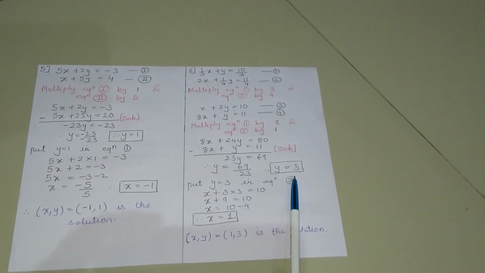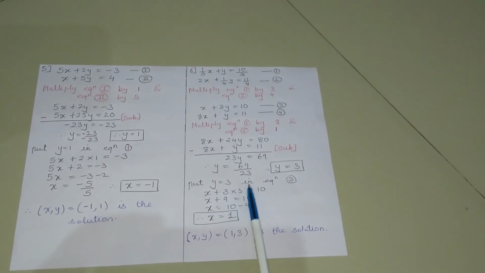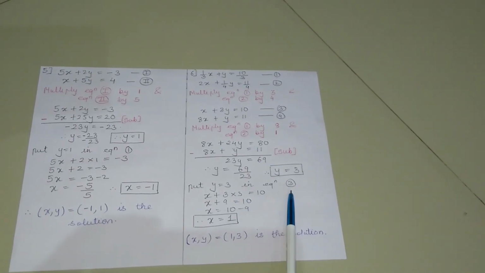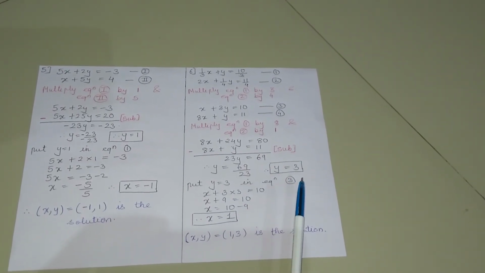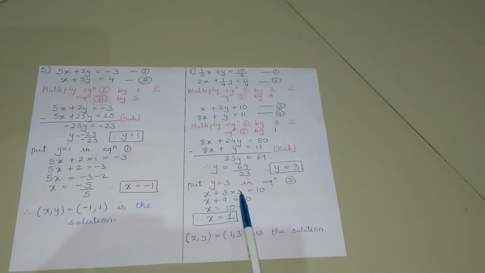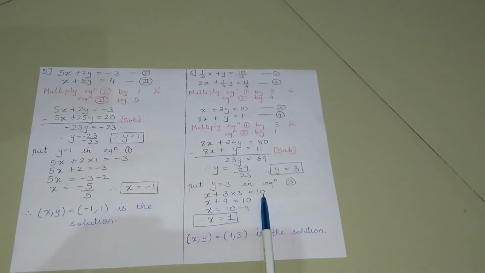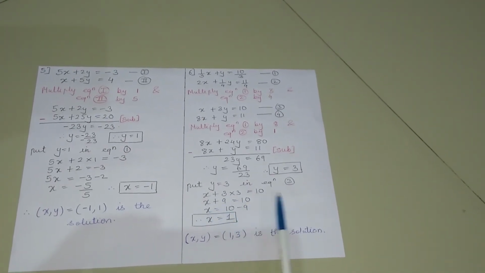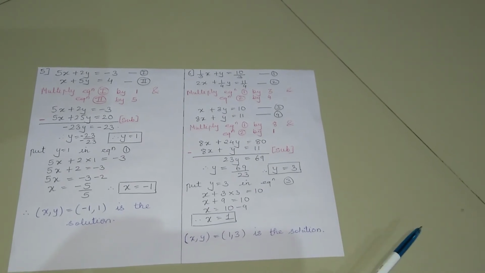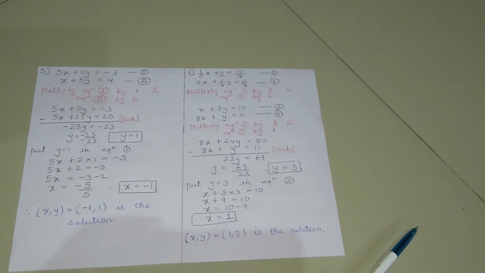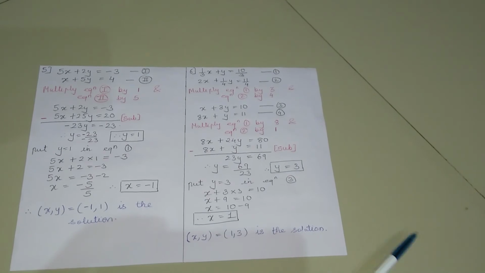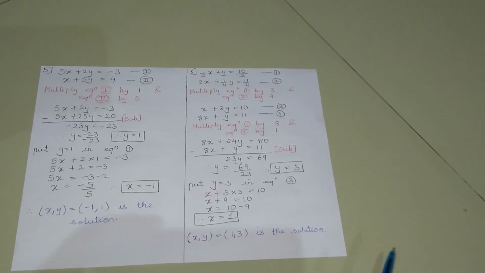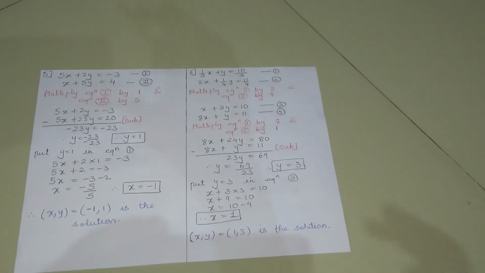y is 3. So put y equal to 3 in equation 1, or we can put it in any of the equations, we'll get the same answer. Okay, so x plus 3 into 3 is equal to 10. So x plus 9 equal to 10. So x is equal to 10 minus 9. So x is 1. So x comma y is 1 comma 3 is the required solution.